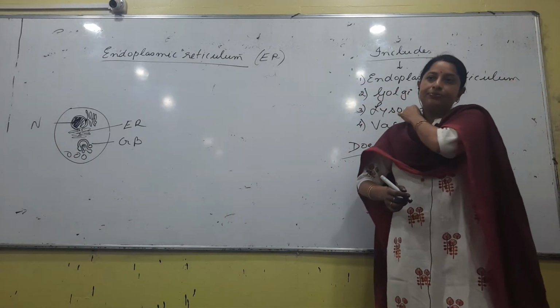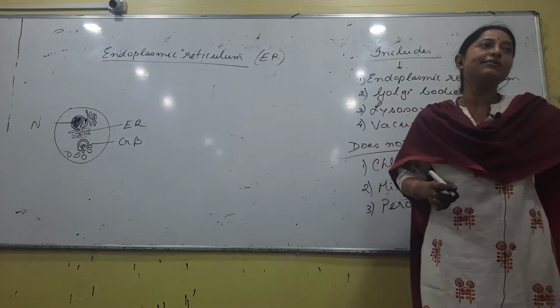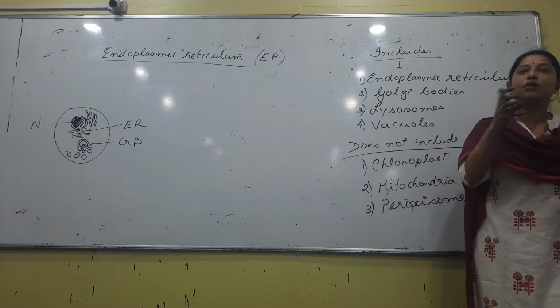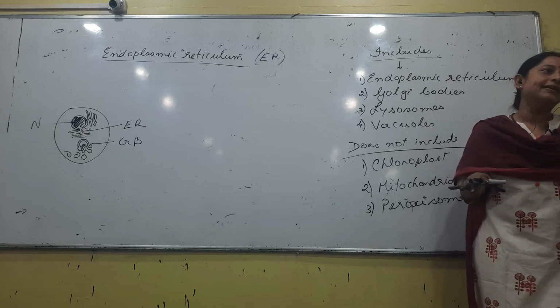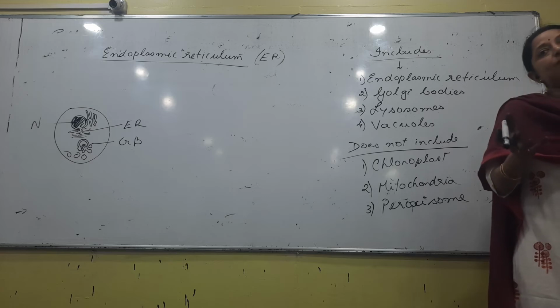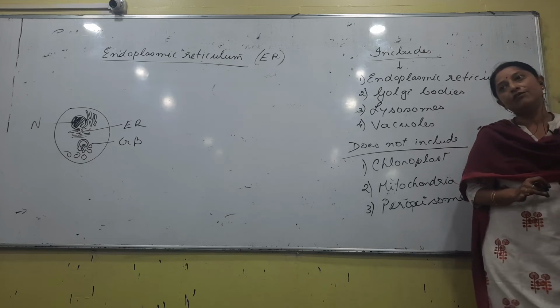highway of a cell. Why is it called as highway? Because it transports something from one place to the other, right? It takes something from the nucleus and gives it to the cell. So it is called as the highway of the cell.